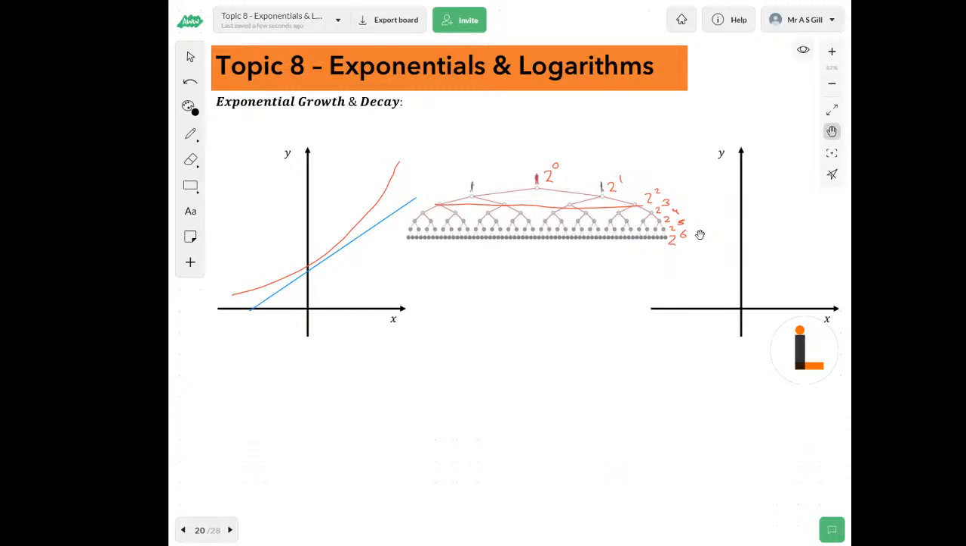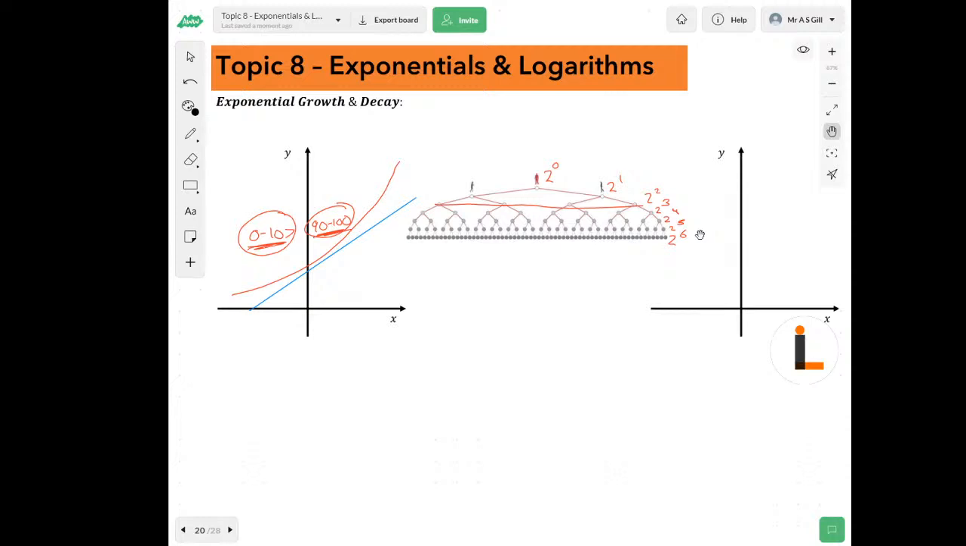So the time taken, for example, to get from 0 to 10 is going to be slower than to get from 90 to 100. Even though the gaps between these numbers are exactly the same, this is going to happen much more quickly than this.